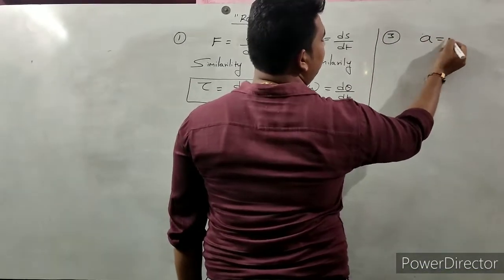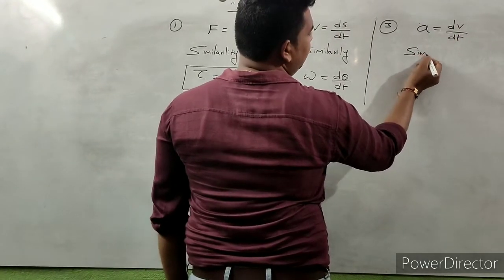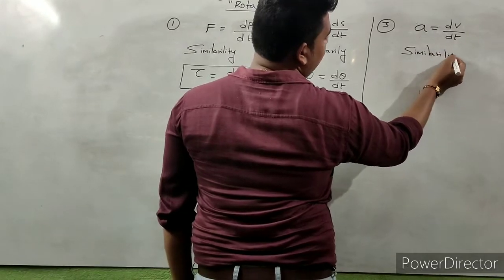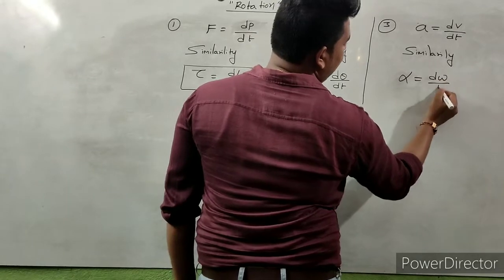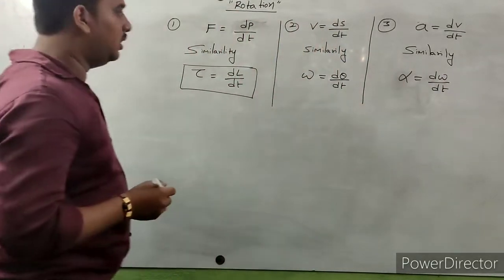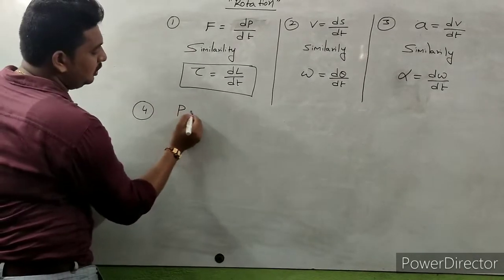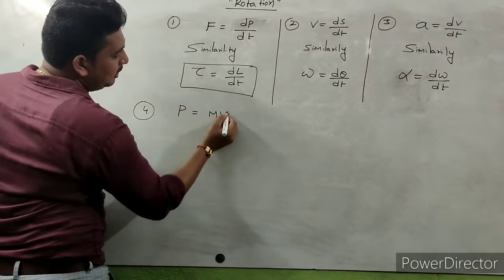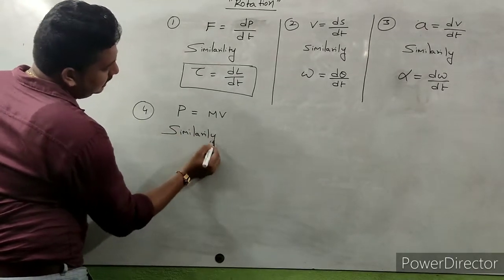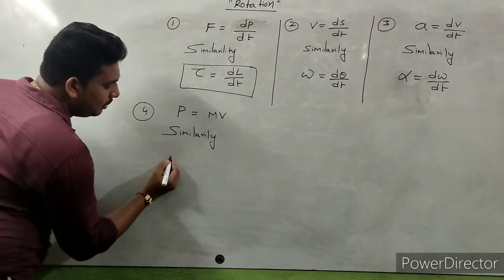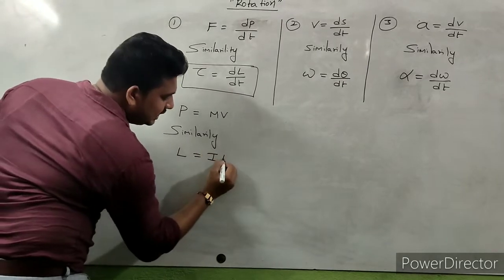Again, the third, acceleration: A is equal to dv by dt. Similarly, in circular path, alpha is equal to d omega by dt. Next, the fourth one. Momentum P is equal to mv in linear motion. Similarly, momentum is indicated with L, mass is indicated with I, and V is indicated with omega.